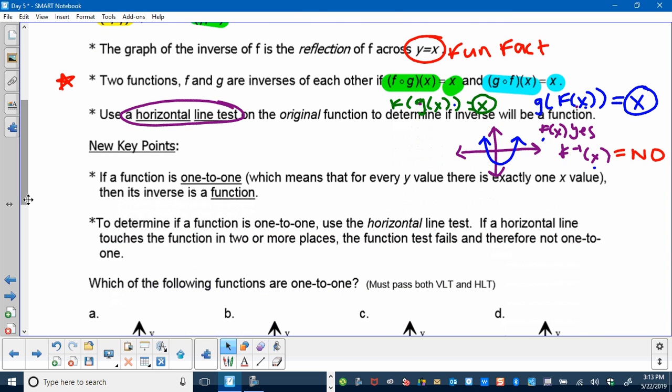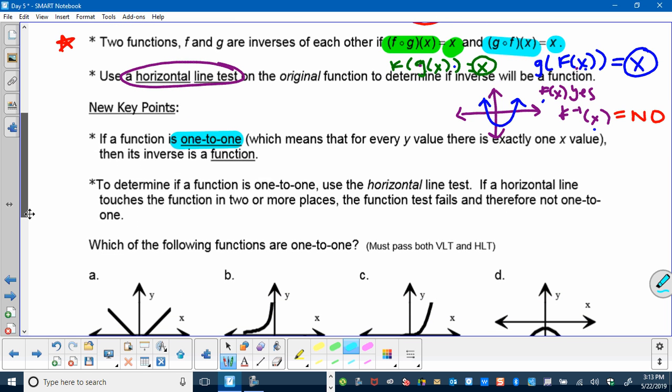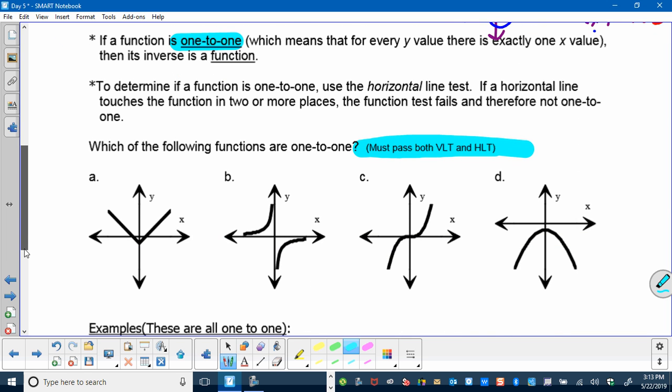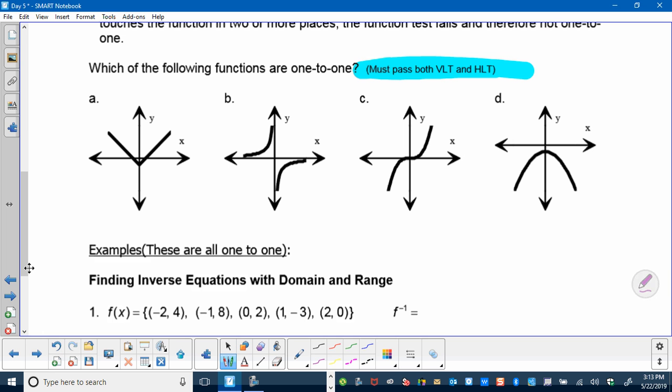Okay, so here, this is what's new for pre-calculus. If something is 1-to-1, it means for every y value, there is exactly one x value. Then the inverse is also a function. So if you want to decide if something is 1-to-1, it must pass both the vertical line test and the horizontal line test. So in example A, the vertical line test, it passes, which means f of x is a function.